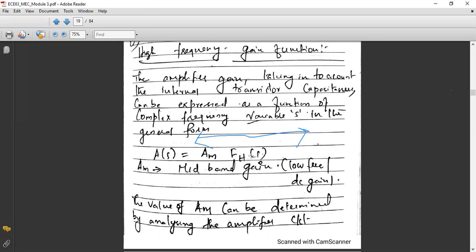This fh of s now onwards will not be 1, it will be less than 1. Any quantity less than 1, when you multiply with AM, what happens to the overall function A of S? It will decrease. Initially you have a maximum gain AM, and later it got decreased because of this fh of s. fh of s becomes very much less than 1 after the cutoff frequency fh.